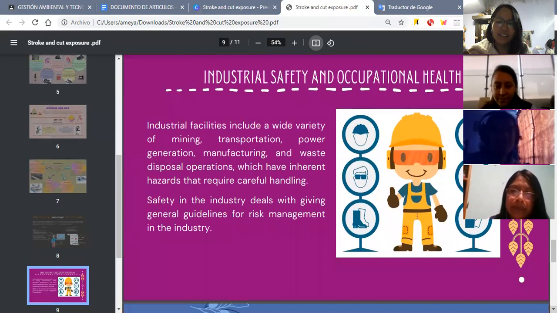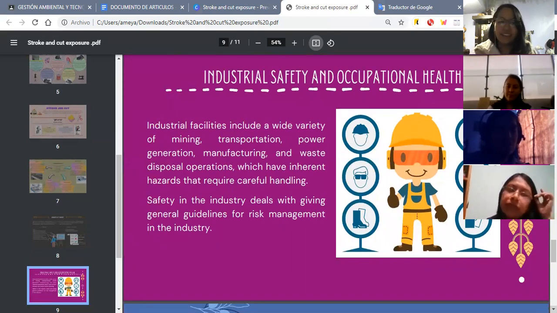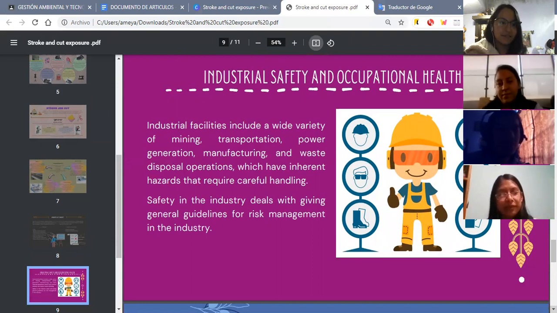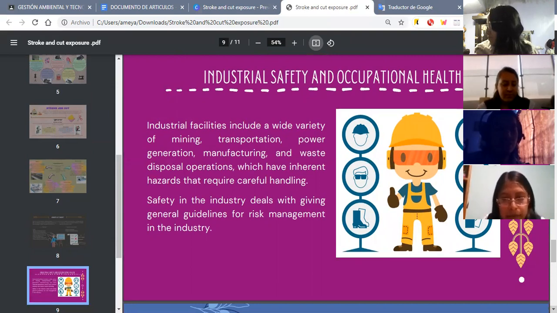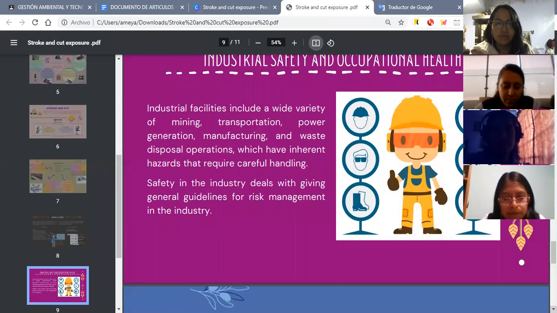Well, now I'm going to talk about industrial safety and occupational health. Safety in the industry deals with giving general guidelines for risk management in the industry. Industrial facilities include a wide variety of mining, transportation, power generation, manufacturing, and waste disposal operations, which have inherent hazards that require careful handling. Next, please.